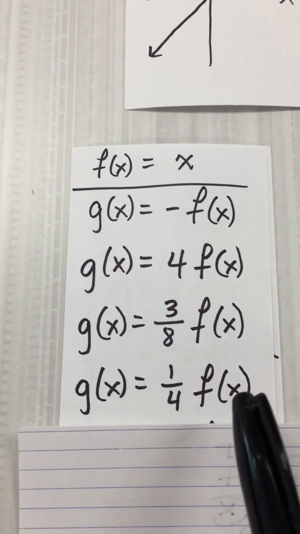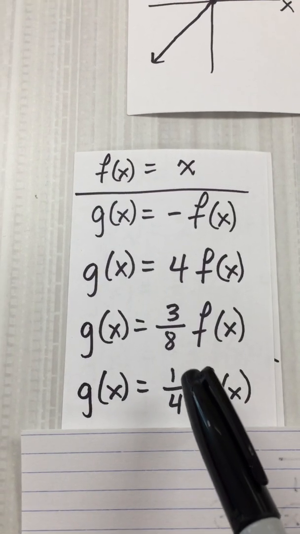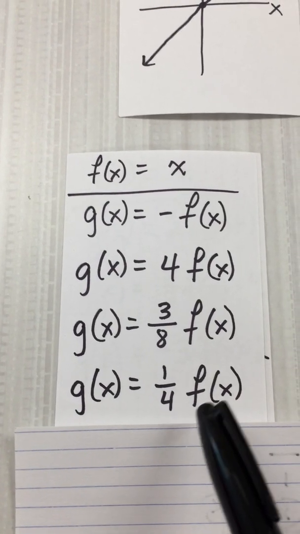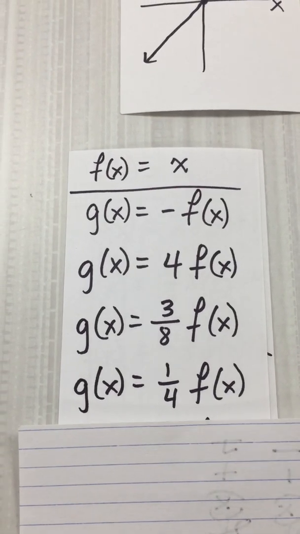G of x is the new one. They're taking the original parent function f of x and multiplying by 1/4. Is the top number smaller than the bottom number? Yes. So this fraction is less than 1, so my line is going to get less steep.